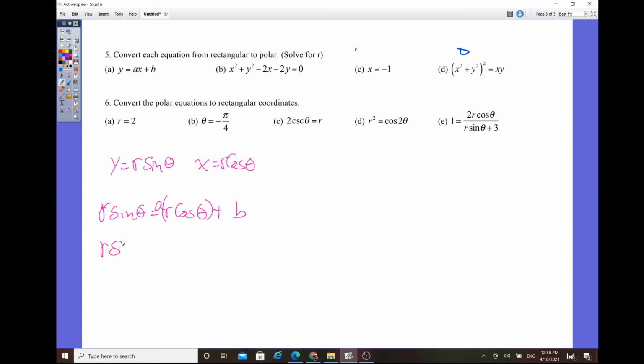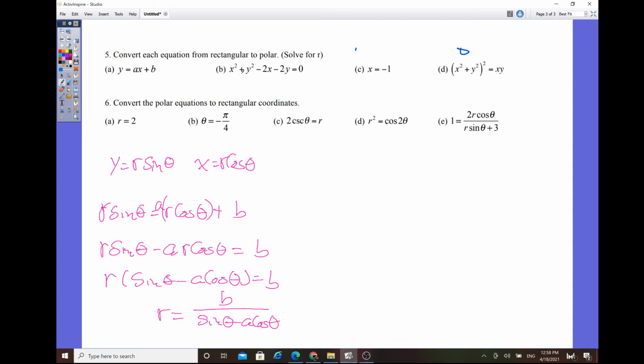So for the r terms, just take that to the left-hand side. So r sine theta minus a times r cosine theta equals b. For the r factor, take that r out as the greatest common factor. So we have r times the quantity sine theta minus a cosine theta equals b. So solve for r: r equals b all over sine theta minus a cosine theta.